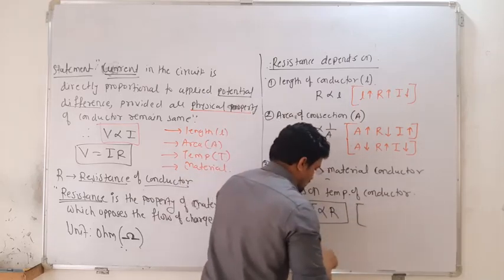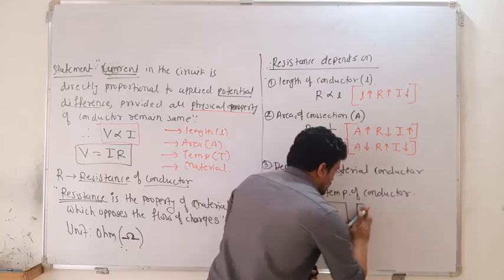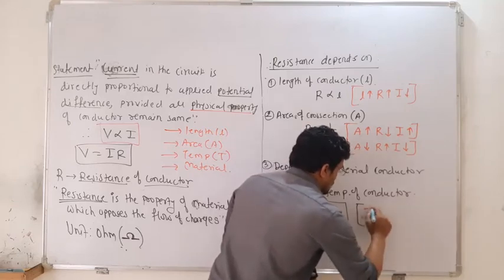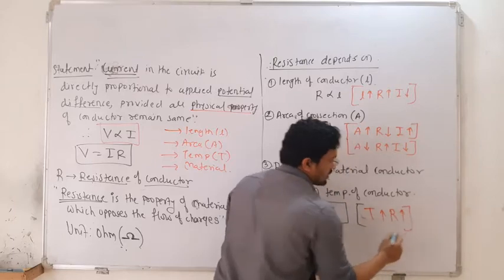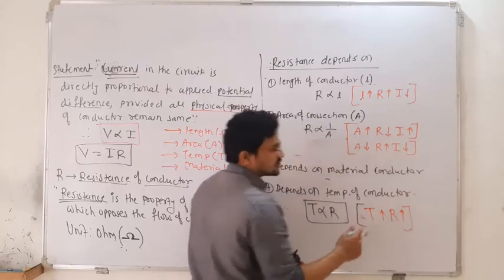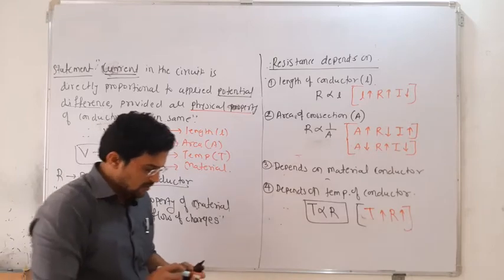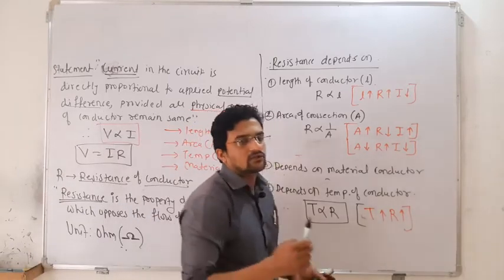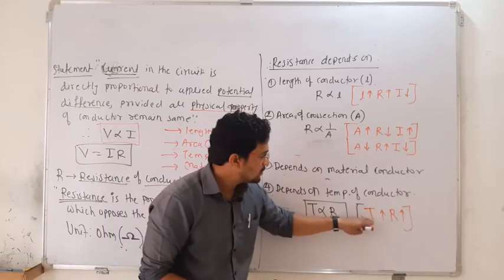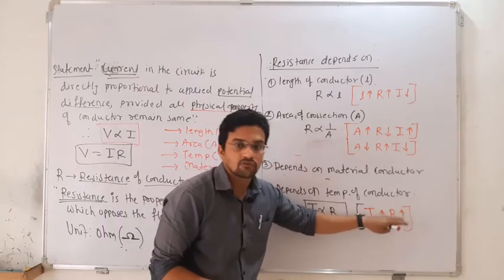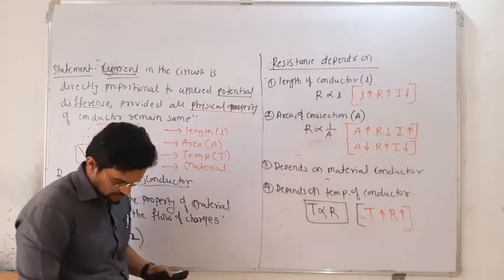So I will write it down here. If the temperature of the conductor increases, resistance also increases, and vice versa: temperature decreases, resistance also decreases. That's why at low temperature a conductor is a good conductor. Because temperature decreases, resistance decreases, and it will flow more current.